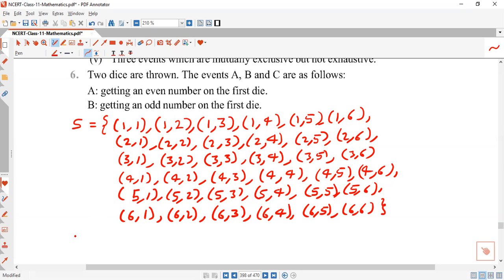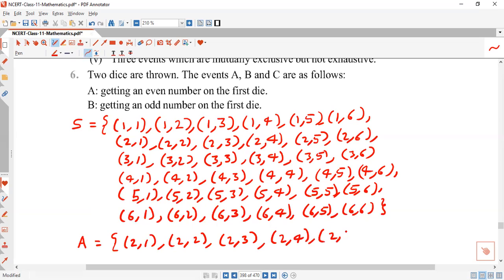Now, what is event A? Event A is getting an even number on the first die. Getting an even number on the first die means we are getting 2 on the first die: 2, 1, 2, 2, 2, 3, 2, 4, 2, 5, 2, 6. All right.